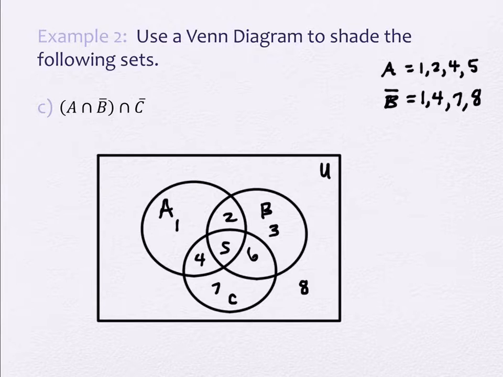And then how am I going to join these two together? An intersection. And what is an intersection? Where they overlap. So looking at these list of numbers, where do they overlap?